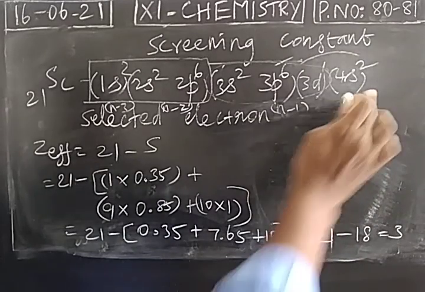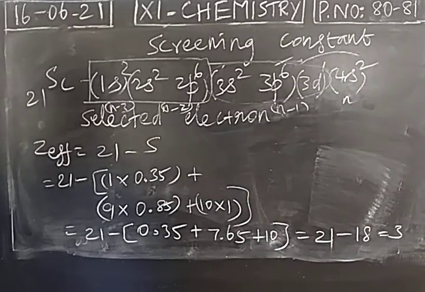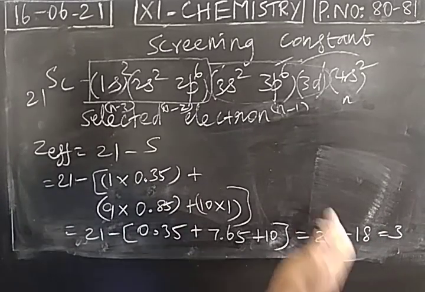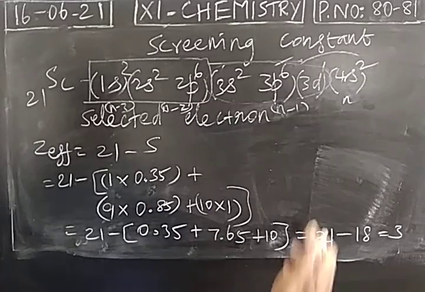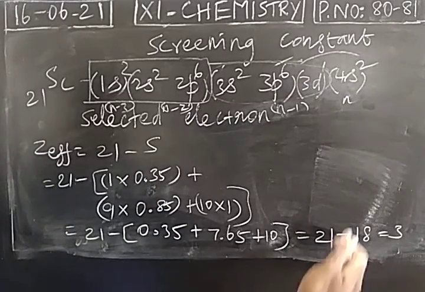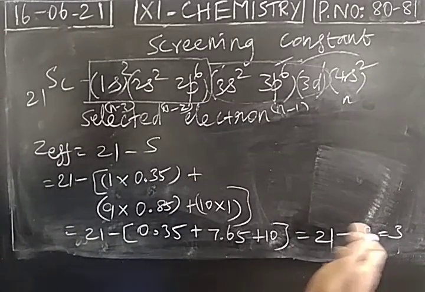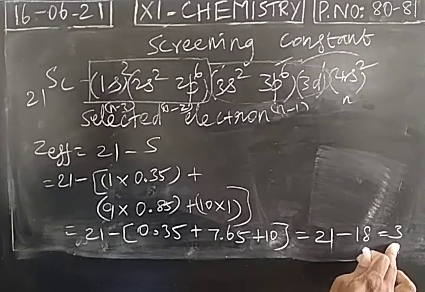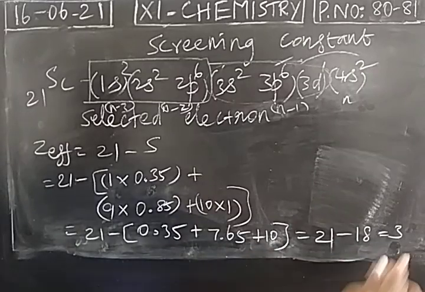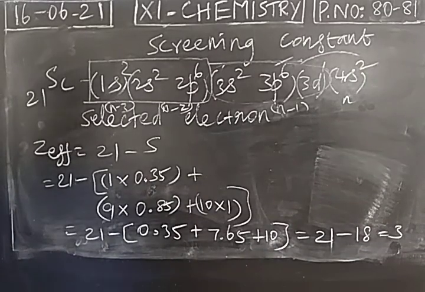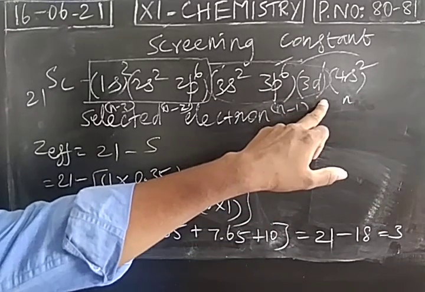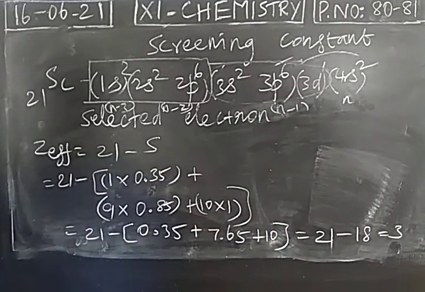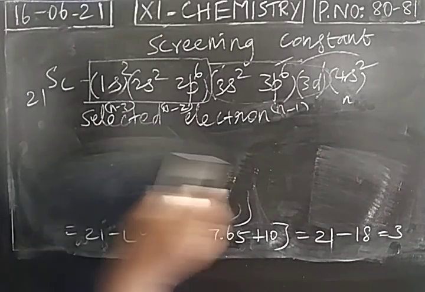So the electron present in the 4s orbital will experience nuclear charge 3. We expect 21 protons present, so nuclear charge will be 21, but because of the screening effect, when we subtract the screening constant, the actual nuclear charge experienced by the electron in the 4s orbital is just 3. Okay, I have selected an electron in the 4s orbital. If I select an electron in the 3d orbital, what will be the effective nuclear charge?